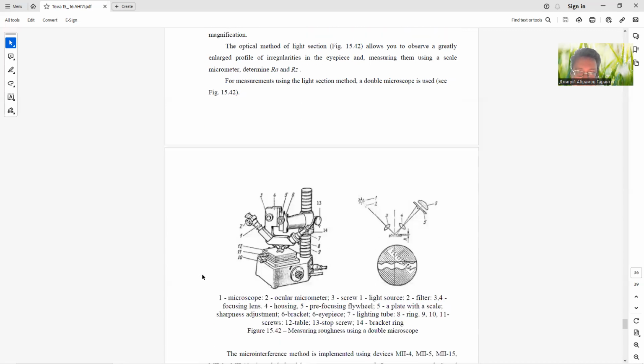The optical method of light section, you can see on figure 15.42, allows you to observe a greatly enlarged profile of irregularities in the eyepiece and measure them using a scale micrometer to determine Ra and Rz. For measurement using the light section method, a double microscope is used.